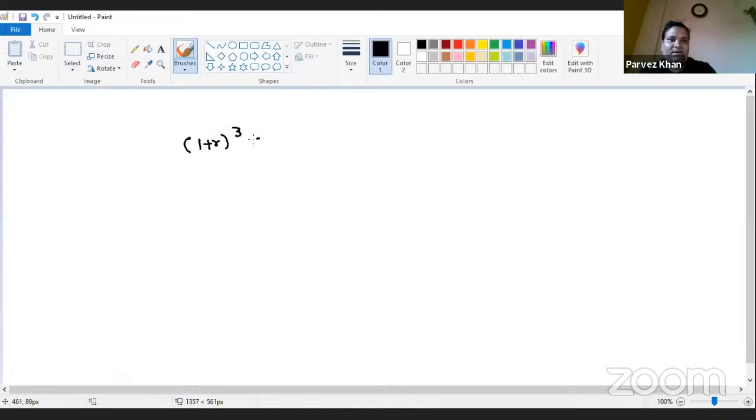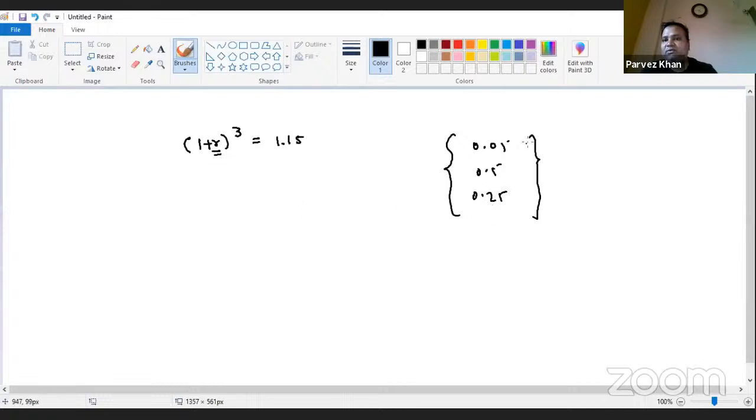Suppose (1 + r) to the power cube you are having, and some value you got, 1.15, and you are asking what should be the r value. So what you can do here, you will be having 4 options. Sometimes we have to work smartly. You'll be having 4 options, maybe some values like 0.05, 0.5 or 0.25, something they'll give, right?